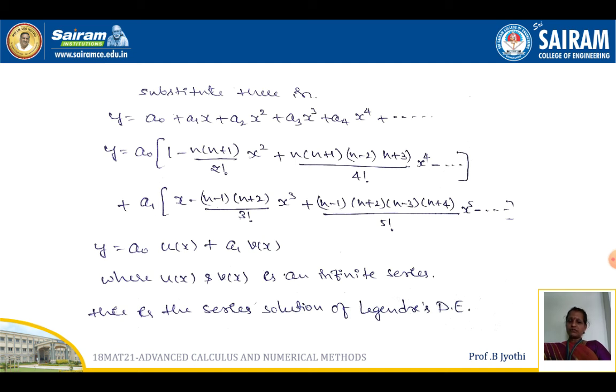How do we remember these terms? When it is multiplied with a naught, that is an even term, for the negative terms it is n minus 2, n minus 4, like that we will get it. And all the denominators we can observe, for the first term it is divided by 0 factorial, and for the second term 2 factorial, 4 factorial and so on. Whereas when it comes to a1, for the first term it is divided by 1 factorial, and for the second term 3 factorial, and third term is 5 factorial and so on.